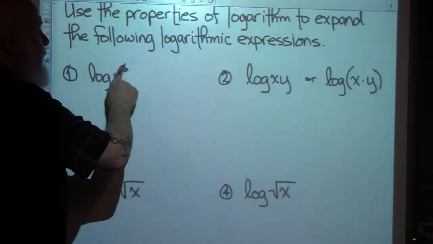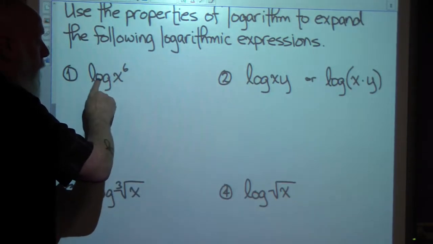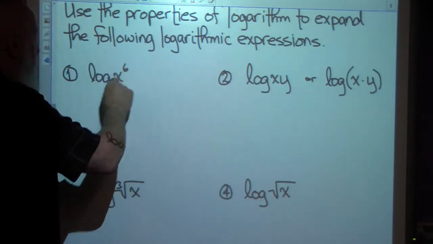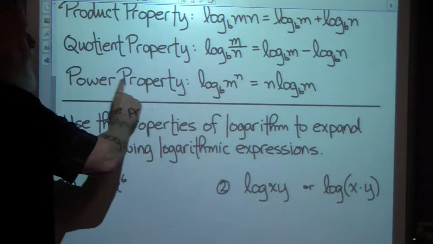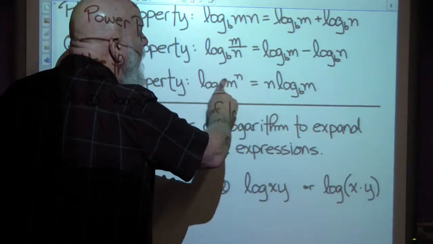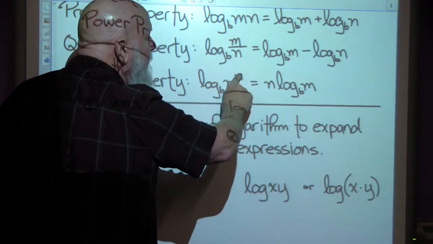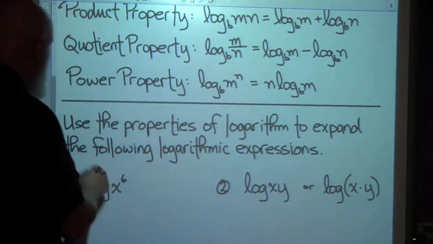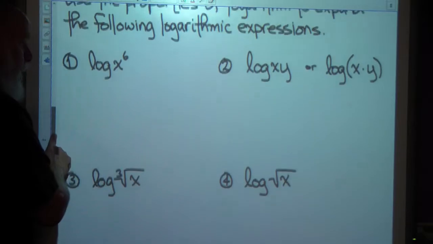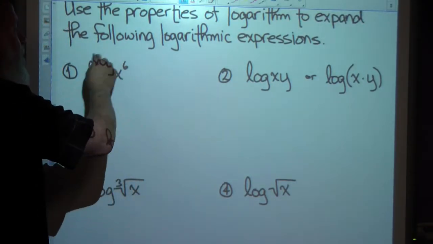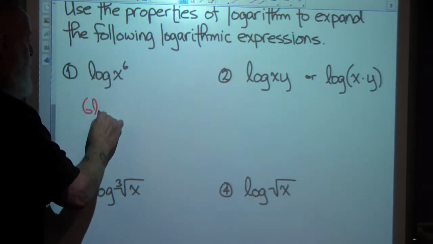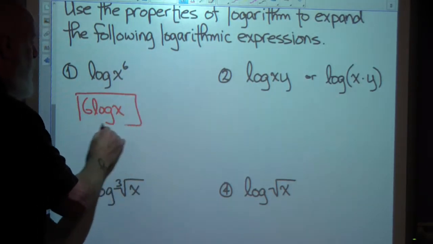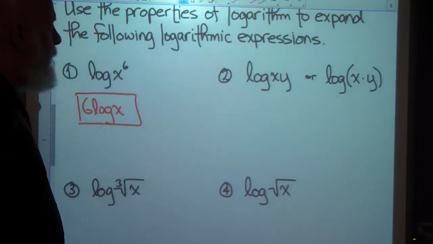I look at this, and all I see is log base 10, you can't see the base, log x to the 6th. The only way I can expand this is to use my power property. If the thing we're taking the log of is raised to some power, we can move that power to the position of a coefficient. So that's what I'm going to do, and I'll be finished. I'm going to move this to here, and it's going to get bigger because it's now a coefficient instead of an exponent. And we're finished. Pretty easy to expand that one.